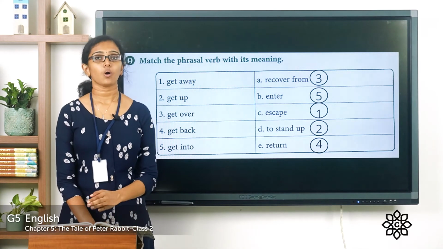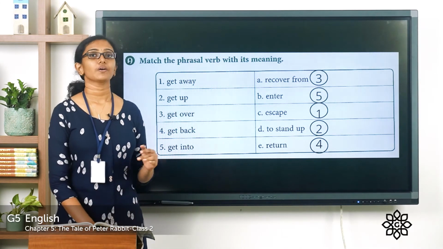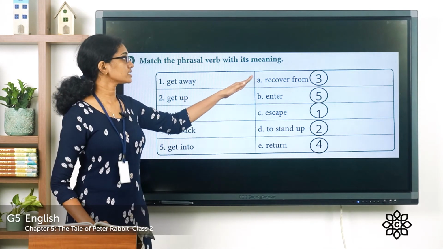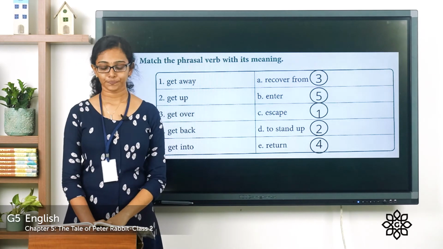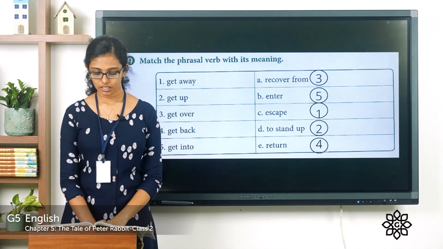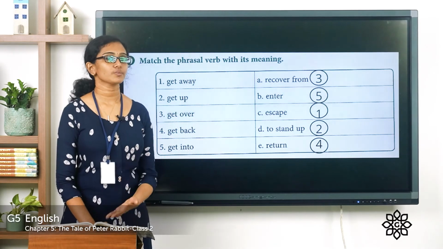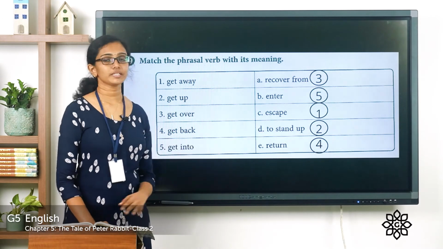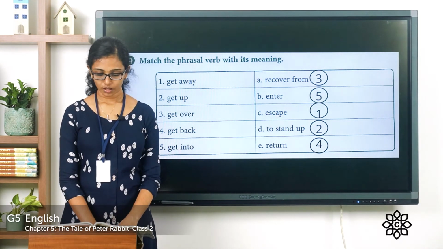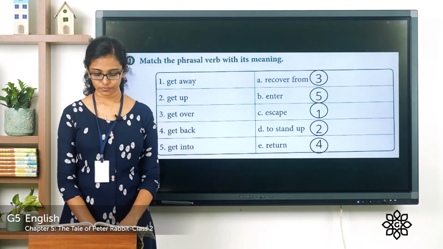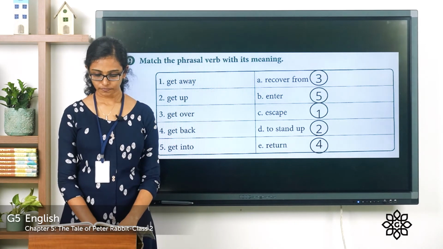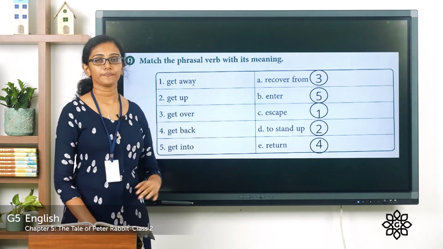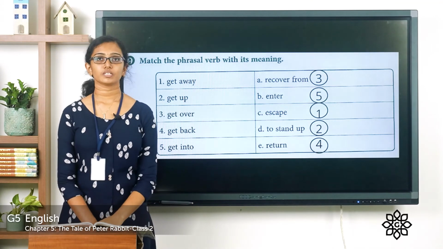Now 3, get over. Get over means recover from. The correct one is A, recover from. Now 4, get back. To get back means to return. So fourth one, get back. The correct option is E, return. Now fifth one, get into. The correct option is enter, option B. So to get into means to enter. We can number the options in the correct order.